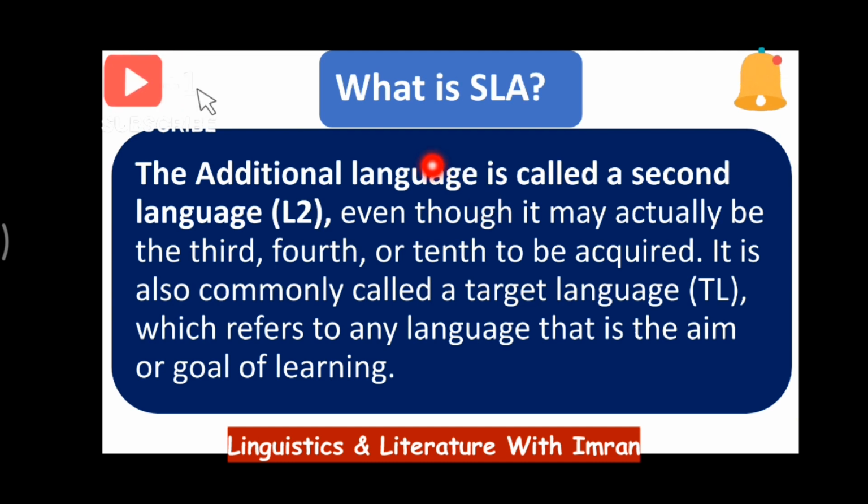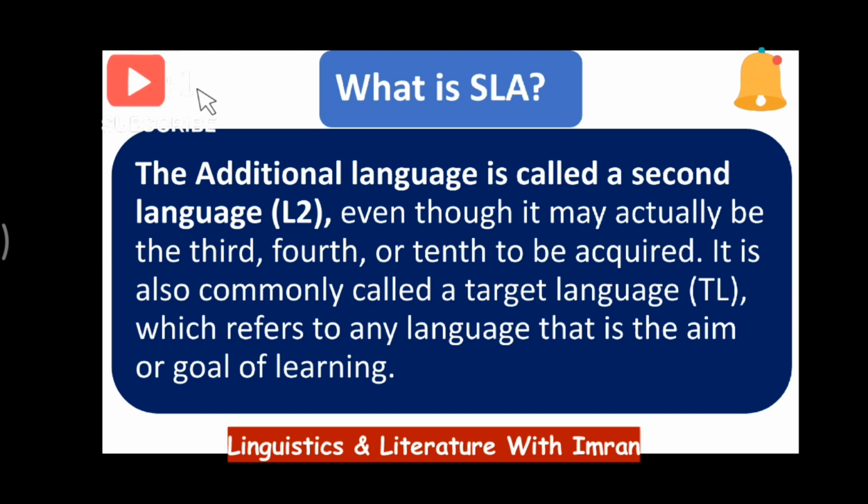Now further discussion, what is SLA? The additional language is called a second language. So this is also an additional language, because you have in hand one language, and now you are learning another language. So this other language is also called an additional language, your L2, even though it may actually be the third, fourth or 10th to be acquired. It may be the third language, it may be the fourth language, it may be the 10th language. Doesn't matter, whatever the sequence is, it is your second language.